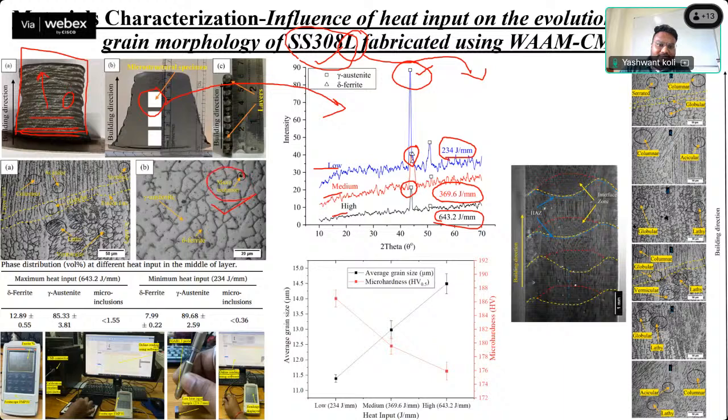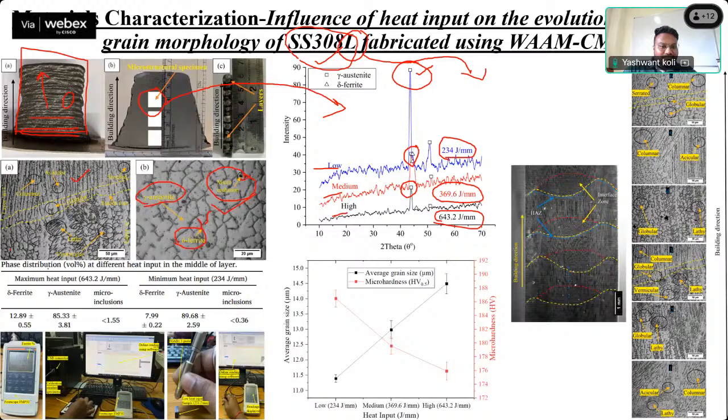So this is the micro inclusion. This is just one particle. This gray portion is the gamma austenite, and you can see at the grain boundaries, the black color region is delta ferrite. So it is like a pool of gamma austenite and delta ferrite. So much percentage is there.